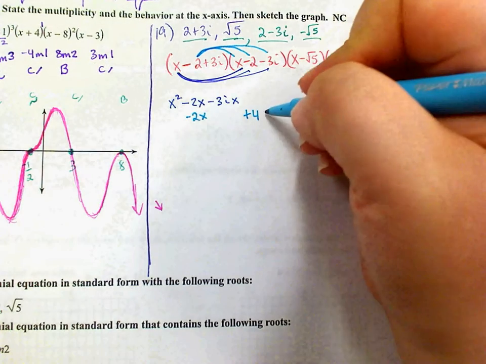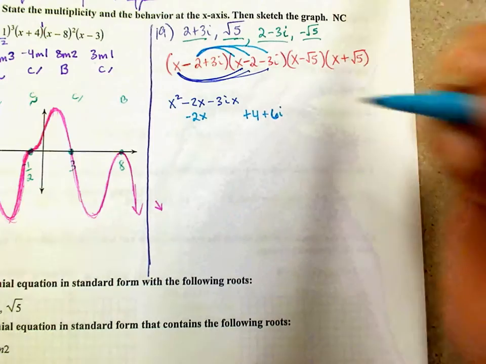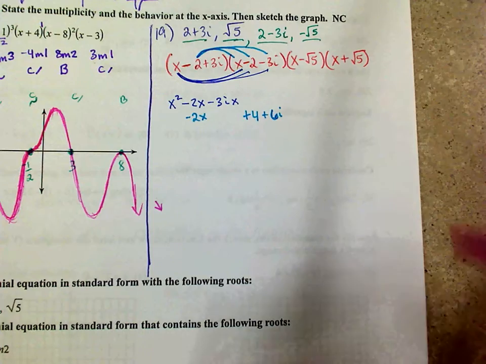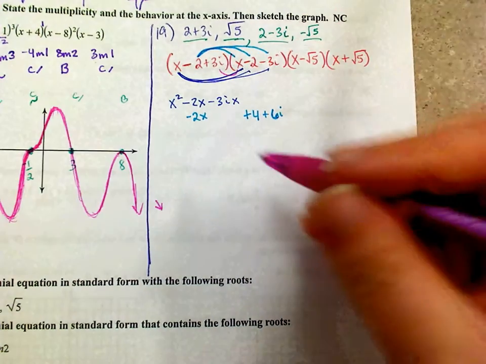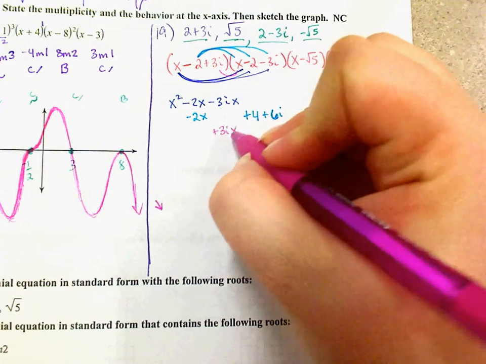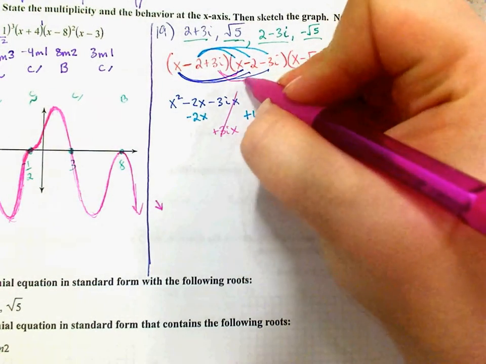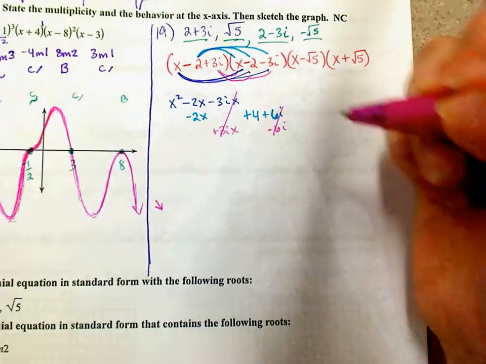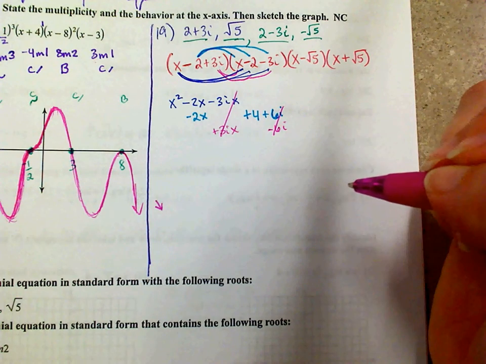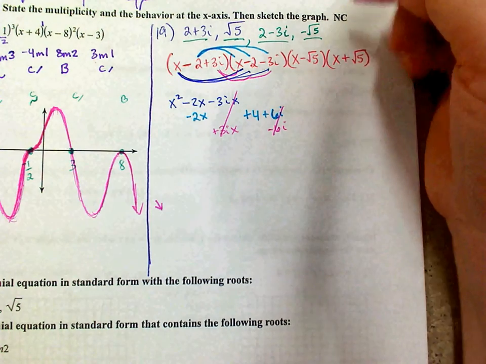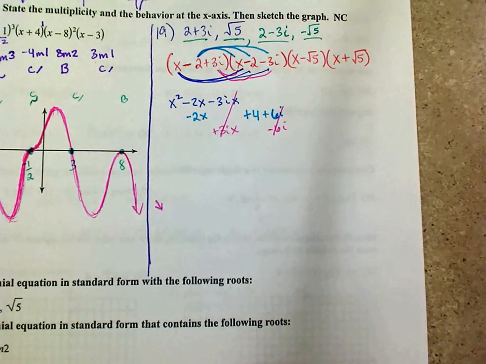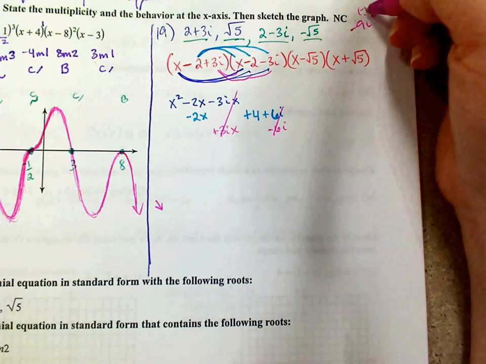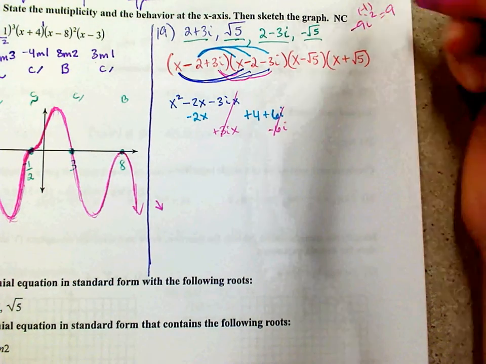Now what? 3i? What's 3i times x? 3ix, which cancels those out. What's 3i times negative 2? Negative 6i, which cancels those out. And what is 3i times a negative 3i? Good. So 3 times negative 3 is negative 9. i times i is i squared. But i squared is what? Negative 1. So the negative times the negative makes it positive 9. So x squared minus 4x plus 13.